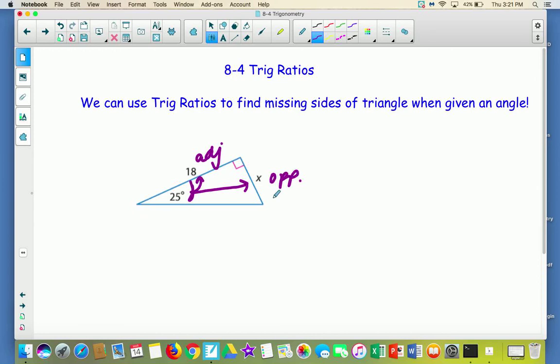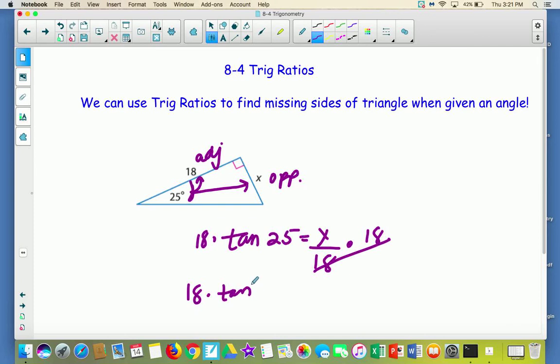So which trig function are we going to use that has opposite and adjacent? Correct, tangent. So the tangent of 25 is equal to x over 18. Think about how you would solve that. Right, you're going to multiply by 18 on both sides. Now this is where you need your calculator that has the sine, cosine, and tangent functions. So in your calculator, you're going to type 18 times tangent of 25 and then hit enter.